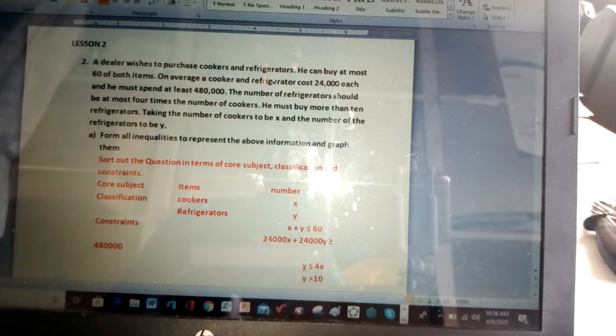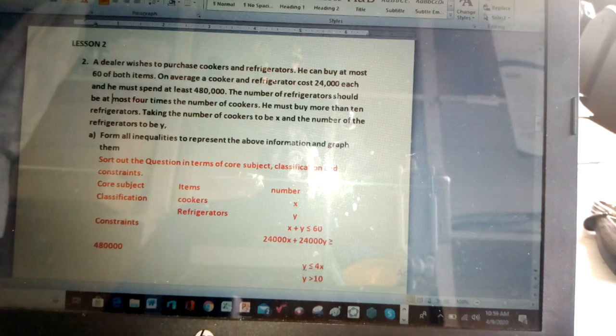He can buy at most 60 of both items. Anytime you hear at least, at most, those are constraints. Okay? On average, a cooker and a refrigerator cost 24,000 each, and he must spend at least 480,000. The number of refrigerators should be at most 4 times the number of cookers. He must buy more than 10 refrigerators. That is a constraint by itself.